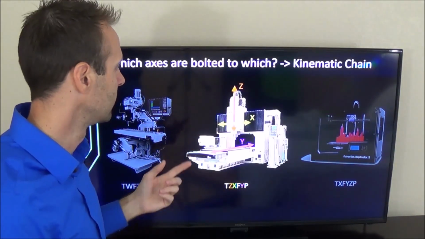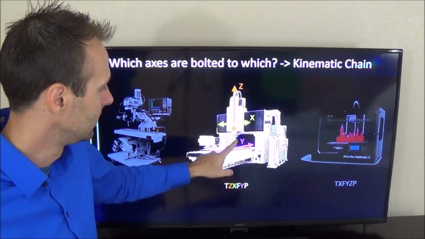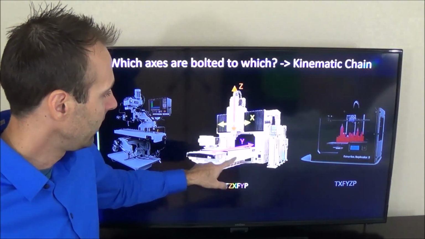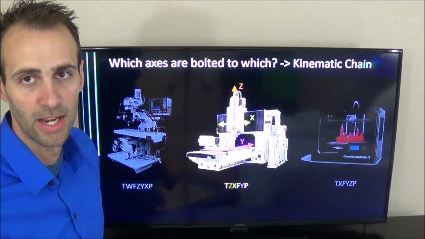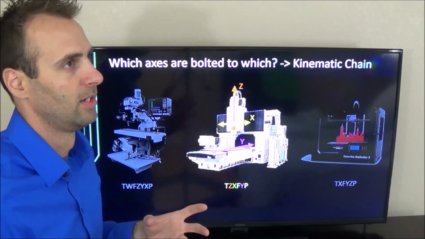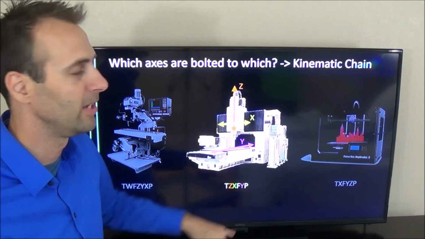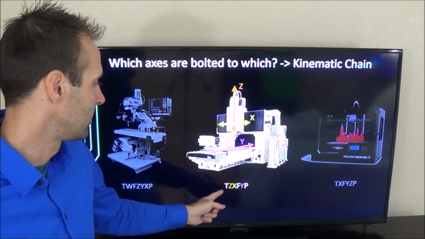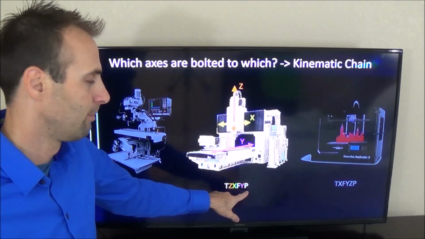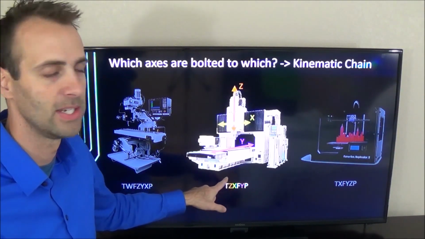So my tool is bolted to the Z axis, and the Z is bolted to X, X is bolted to the frame, Y is bolted to the frame, and my part is on the table, which would be the Y axis. In notation, I would call this a TZXFYP machine. So this gives me the chain of components. How do I get the part to align with the tool? I have to go through the Y, through the F, through the X, through the Z, and through the T.